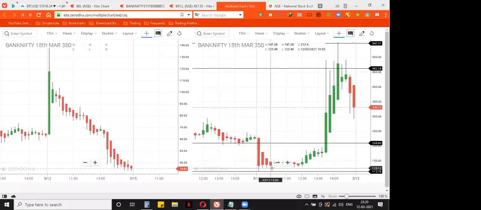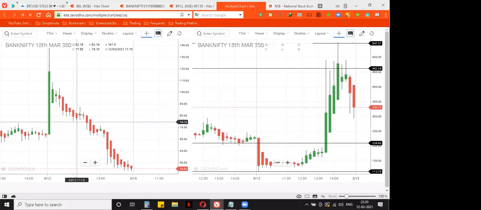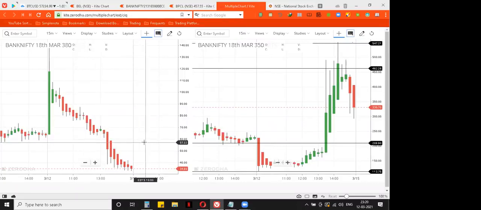Here I got entry earlier. So I was stuck with a PE trade while CE also got executed. Luckily, CE hit a stop loss and went off. After that, I was more careful.